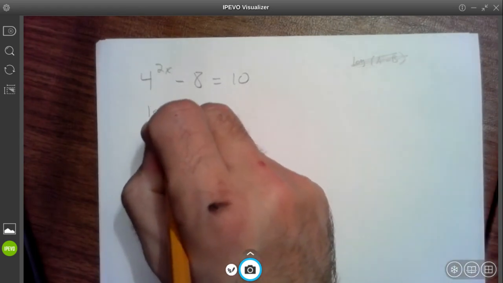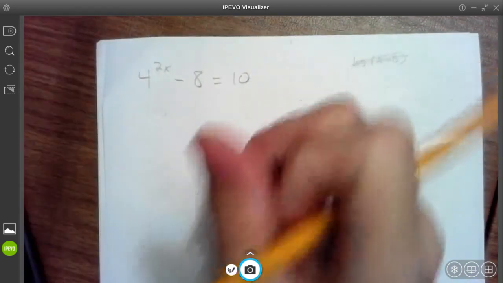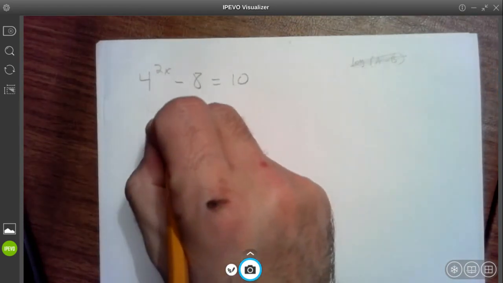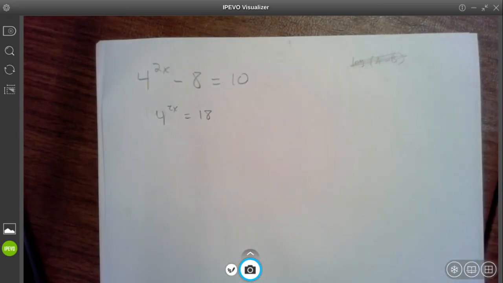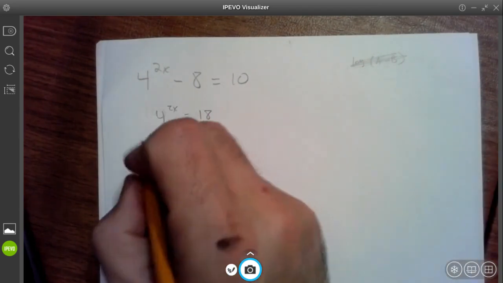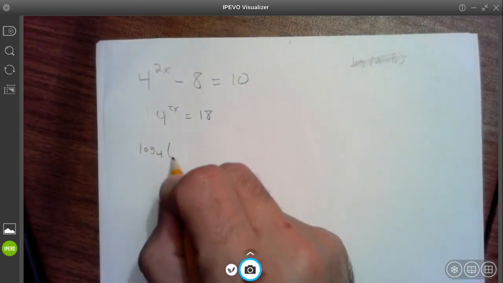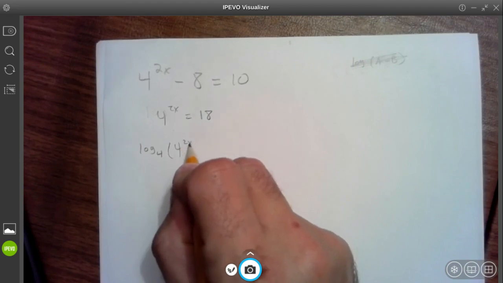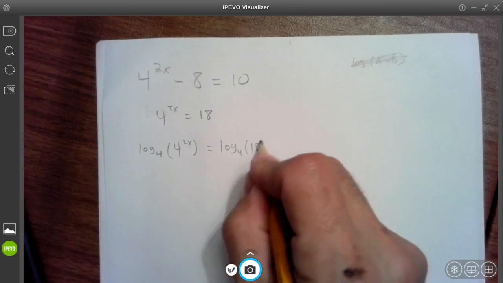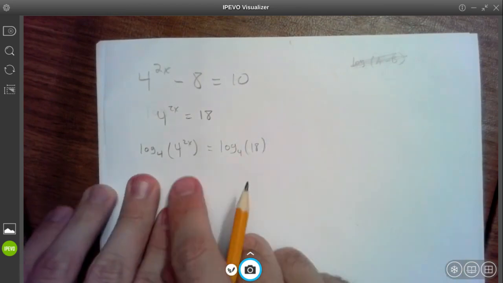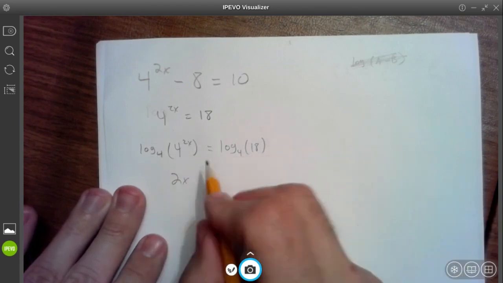Here I go. I say that, but I'm just going to take the log right off. We're going to have 4 to the 2x is equal to 18. Just add 8 to both sides. And now let's go ahead and take the log. We'll do log base 4 of 4 to the 2x is equal to log base 4 of 18. This is going to be the simplest way, I think. That's just going to leave me with 2x because the base 4 and base 4 cancel.